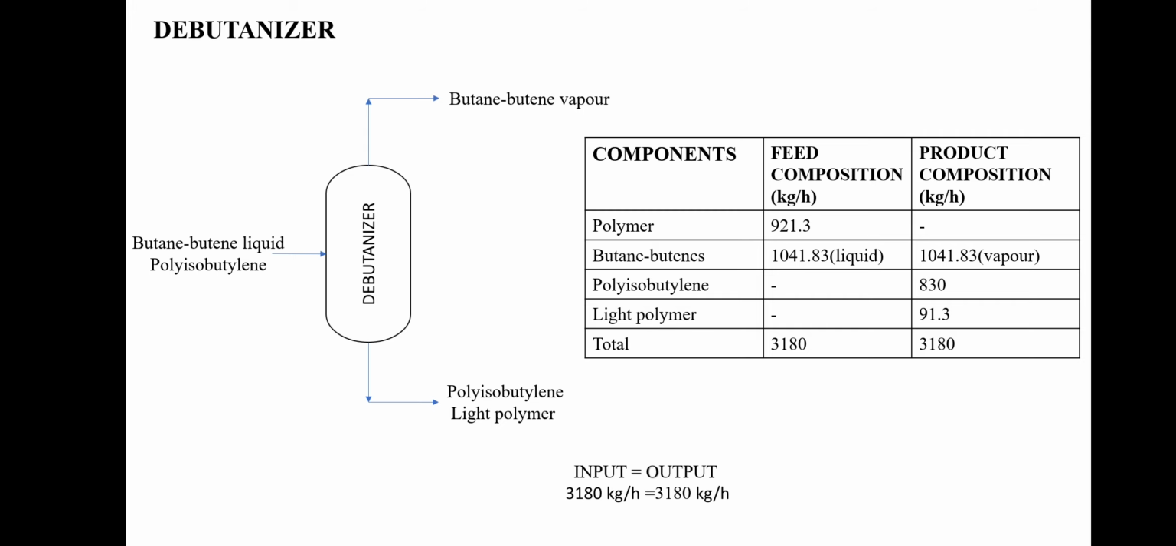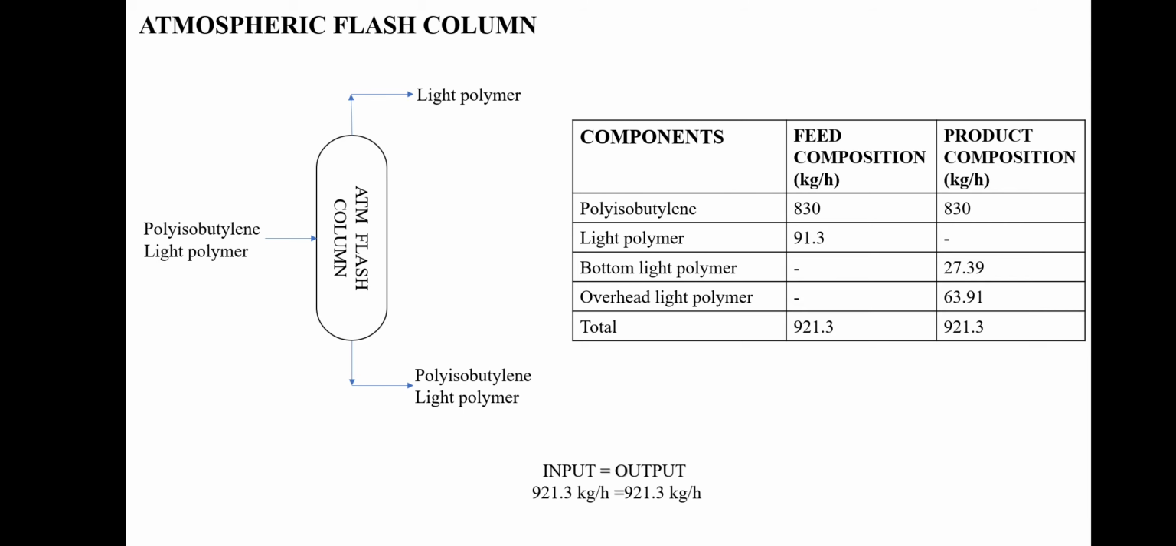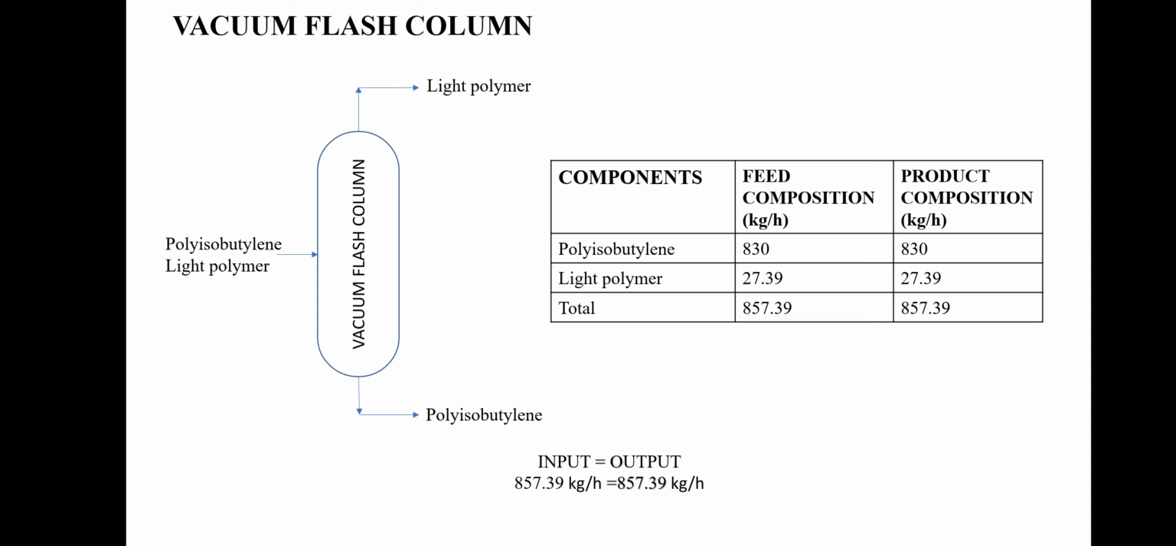Then we did it for the debutanizer column. These are the data. Then for the atmospheric flash column, then for the vacuum flash column.